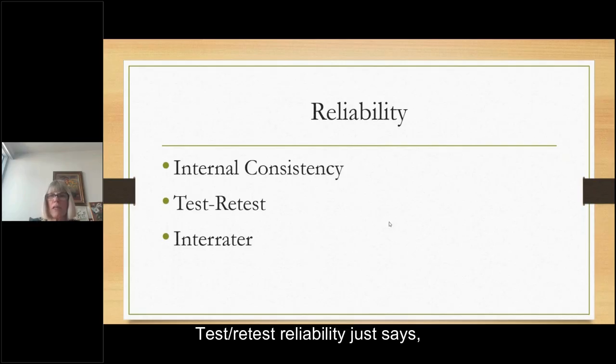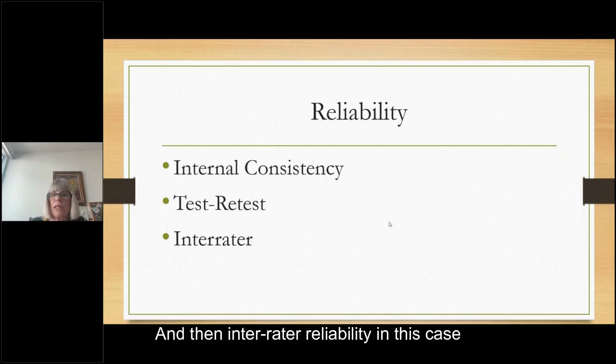Test-retest reliability just says, hey, I'm going to rate a student, 2 weeks later, I'm going to rate the same student on the same scale. How well do they relate to each other? How highly are they correlated? And we did several studies of test-retest, and we used a 2-week period of time between the first rating and the second rating. Typically, you'll find the time period elapsed is 2 to 4 weeks.